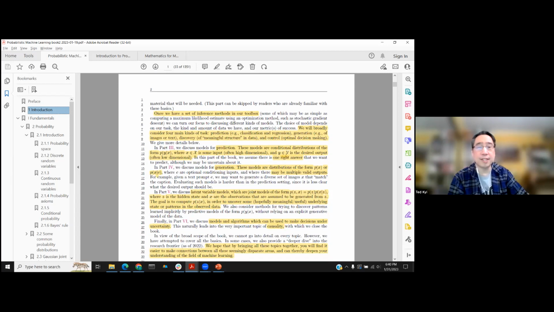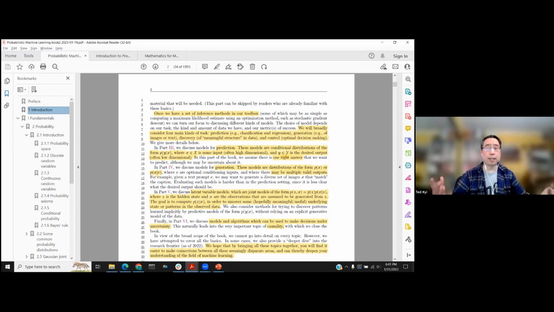right. Once we have a set of inference methods in our toolbox, we'll broadly consider 4 main kinds of tasks: prediction, so classical classification and regression problems; generation, so you can imagine diffusion models generating images, right? Discovery, so this is finding latent structures behind things; and control, so optimal decision-making, with a little bit of reinforcement learning at the end of this book.